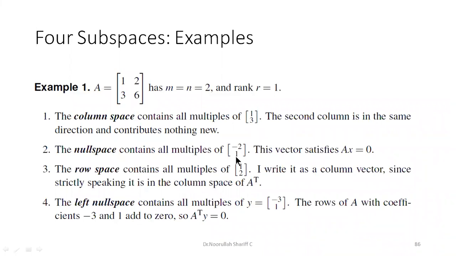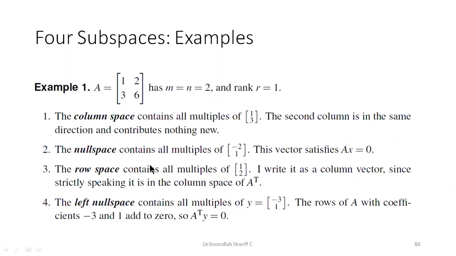If I take x2 equal to 1, this corresponds to the free variable. I get the pivot variable as x1 plus 2 into 1 equal to 0, that is, x1 equal to minus 2. So I get minus 2 here. That is how I can find the null space. How have we found this? By using AX equal to 0.